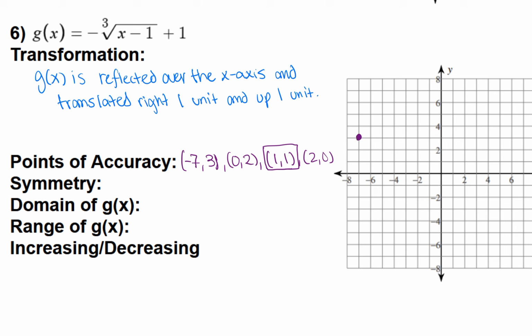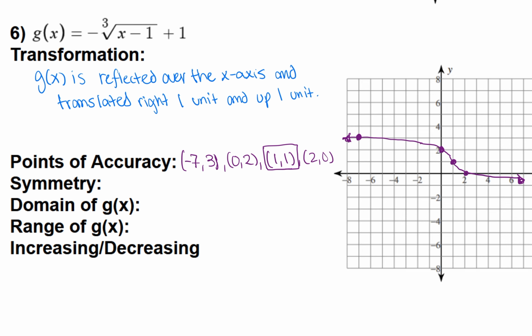There we go. And at (0, 2), right there, (1, 1), (2, 0). Okay, so we have something that looks like this. We begin at the very top, go downwards, and as we're getting to that (1, 1) right there, the point of inflection, we turn and we go in this direction. There we go.